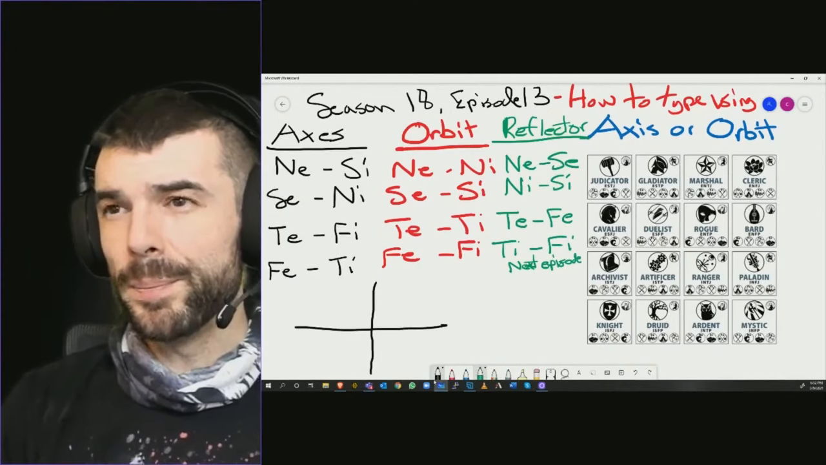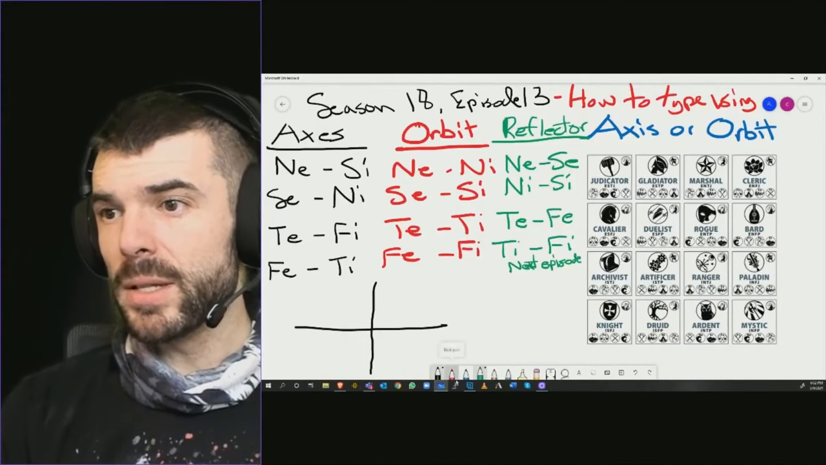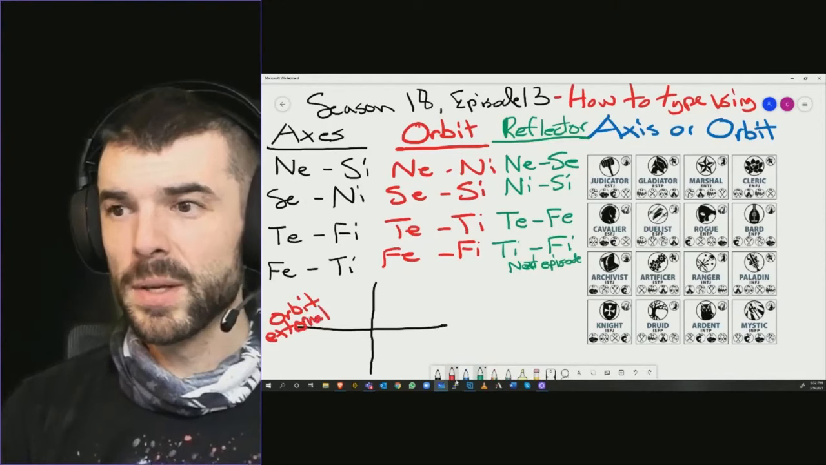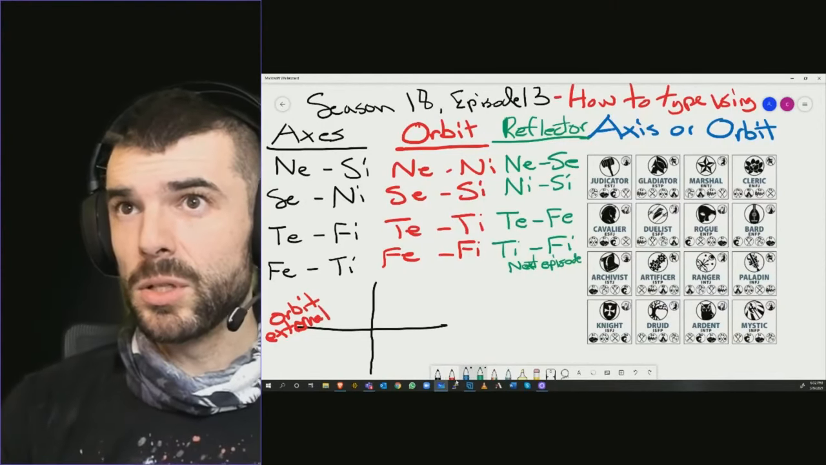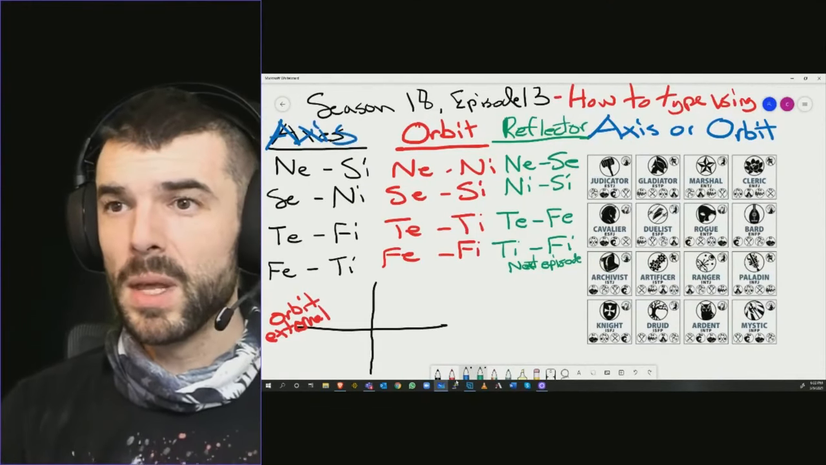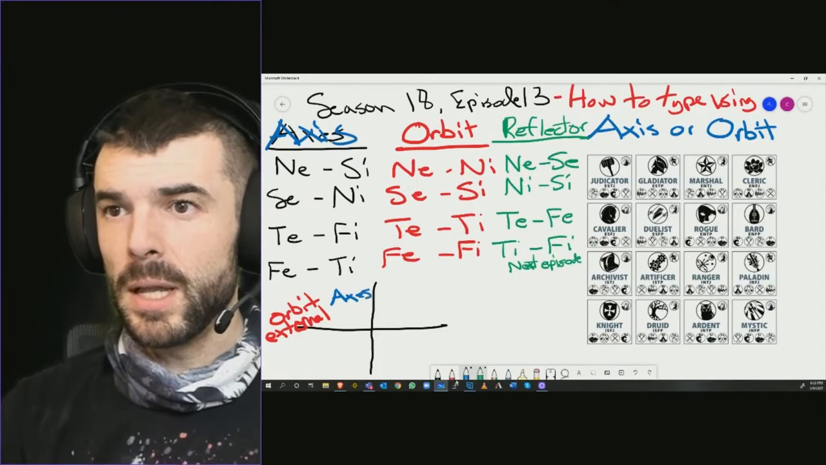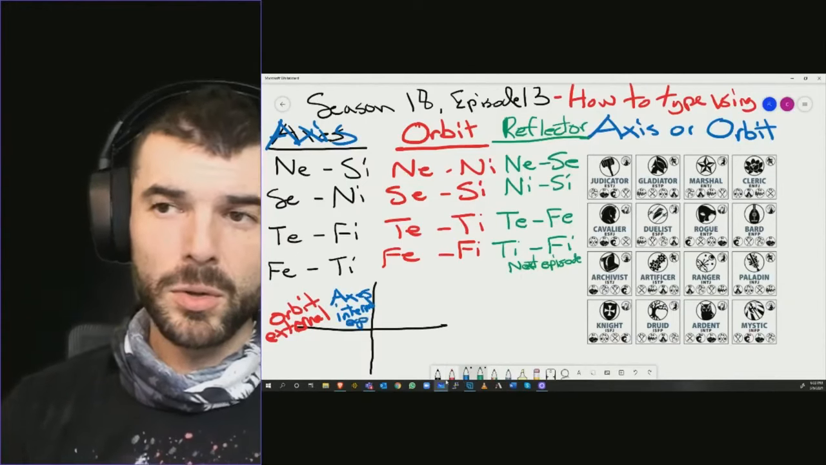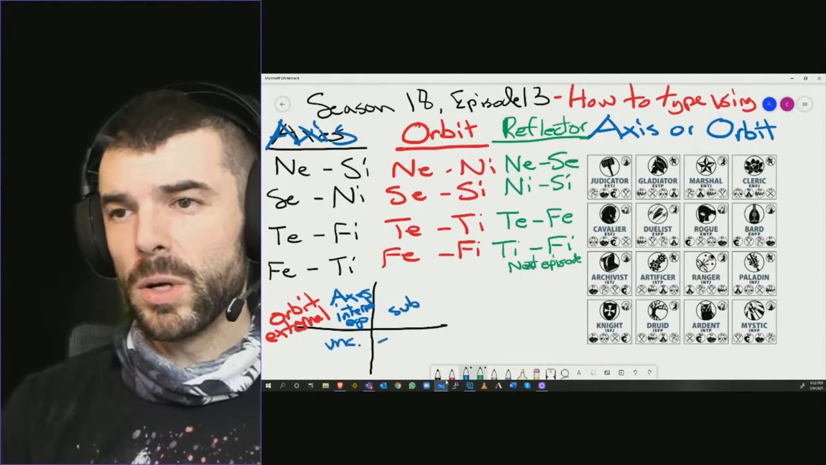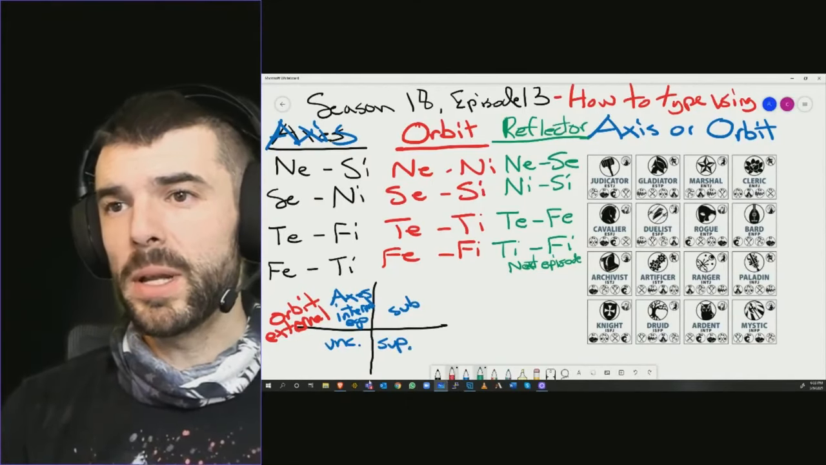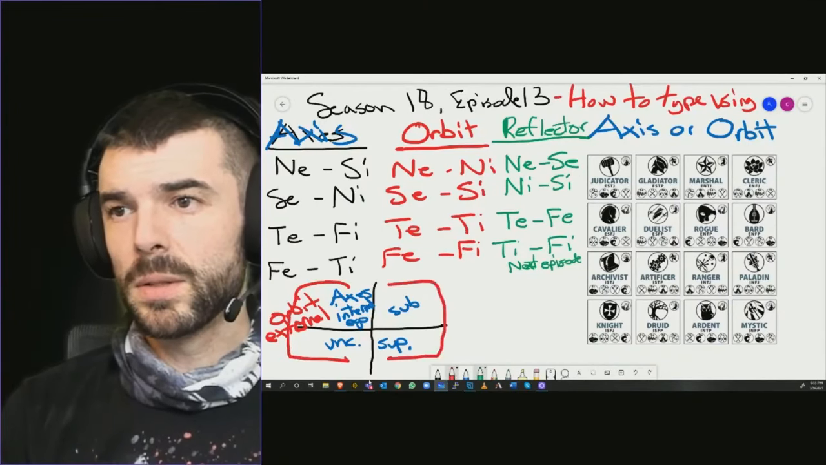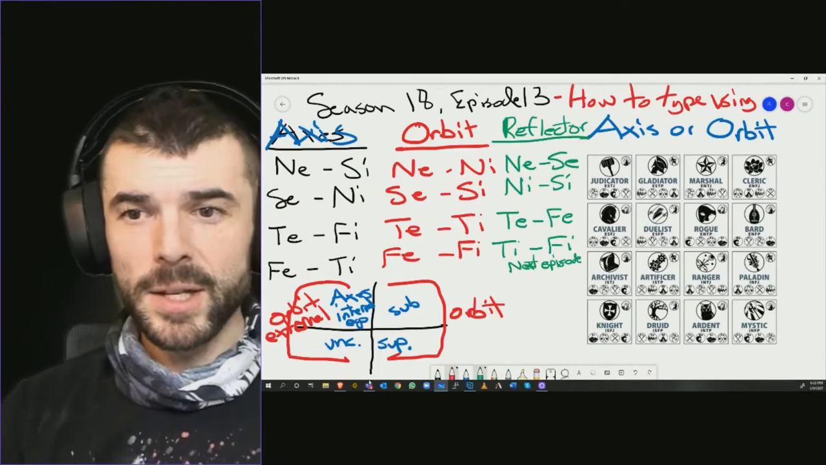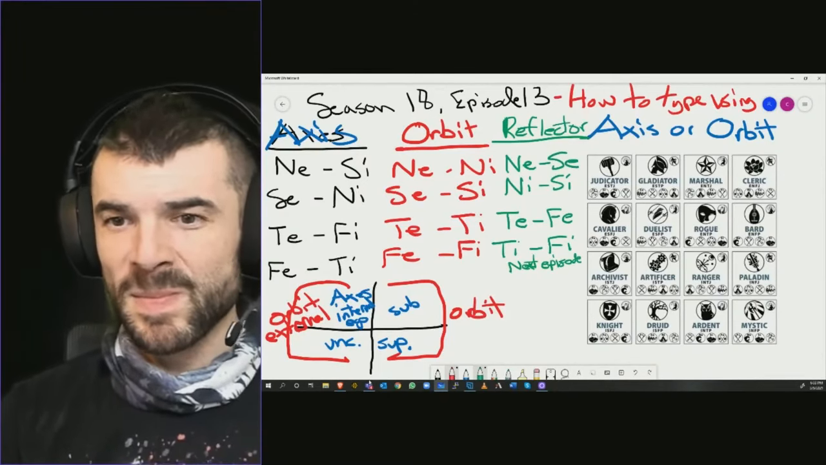So remember, orbit, folks, is external to the four sides of the mind. However, axes, which let's just pretend I did this in blue ink, are internal. Internal to your ego, or to your sub, or to your unconscious, or your superego. It's internal. But orbit, however, is external. It's basically the relationships that the cognitive functions have, depending on the different sides of the mind, going up and down, etc. A different approach.